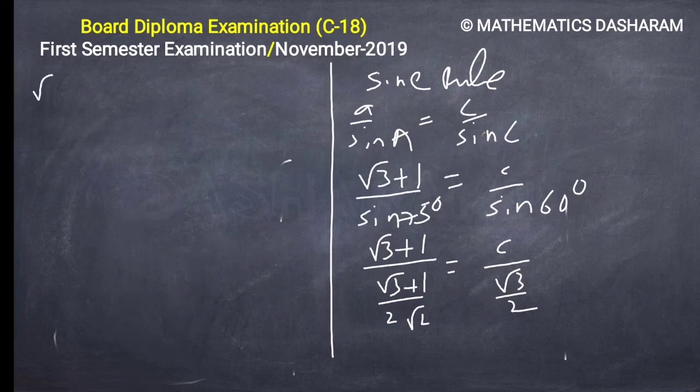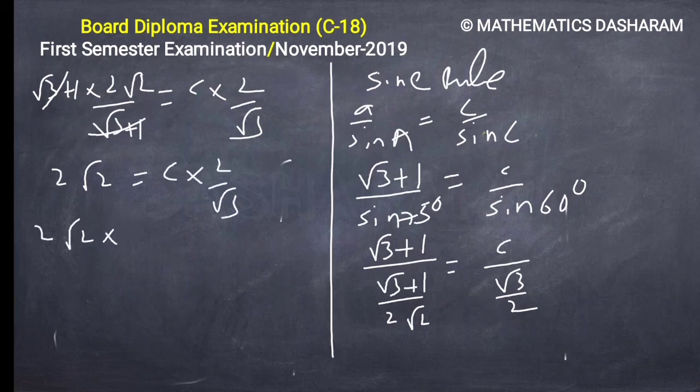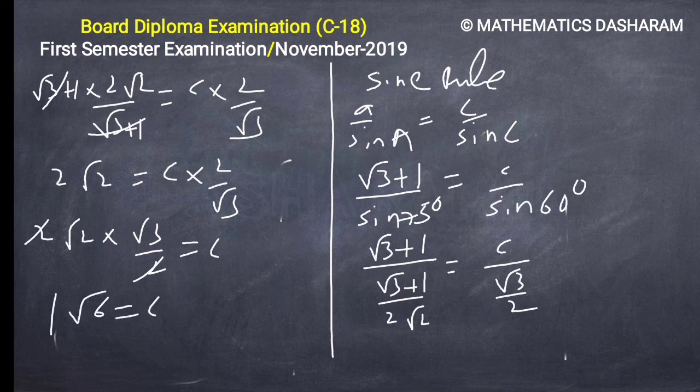So now root 3 plus 1 into 2 root 2 divided by root 3 plus 1, it is equal to c into 2 by root 3. So then 2 root 2 equals c into 2 by root 3. So 2 into root 2 into root 3 by 2 equals c. So here 2 cancel. Root 2 into root 3 is root 6. So the third side is root 6.